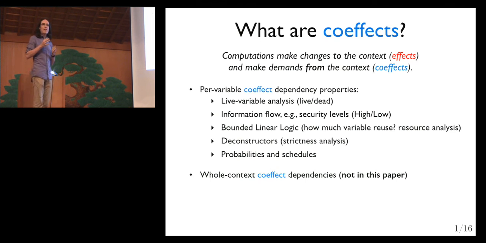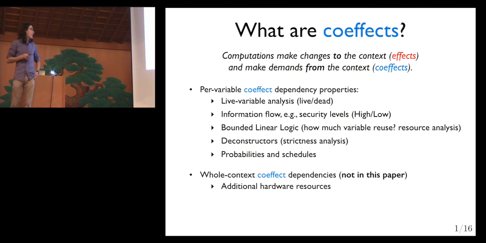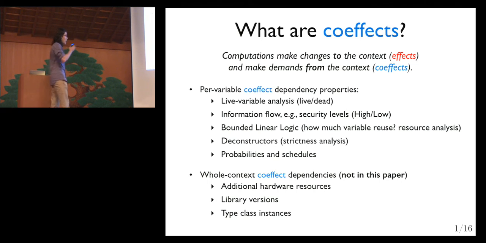Now, the coeffect paradigm also includes analysis of and understanding how programs depend on the wider context, so things like hardware resources, library versions, and even Haskell type class constraints. But I'm not going to be talking about those in this work. It's more to do with per-variable coeffects.